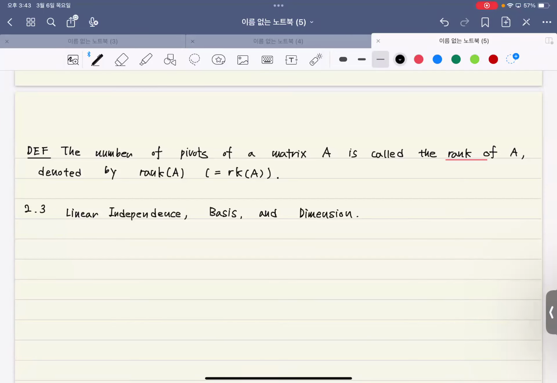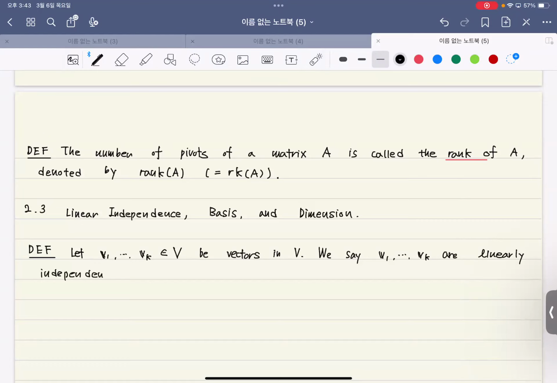In order to introduce the dimension, first I will need to introduce the notions of linear independence, dependence, and the basis. That is the title of today's section. We are on section 2.3, which is about linear independence, basis, and dimension. I will define linear independence. Suppose that I have chosen some k vectors from a vector space V. We say that these vectors are linearly independent if the following holds.